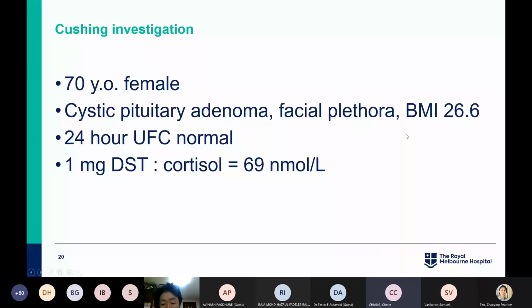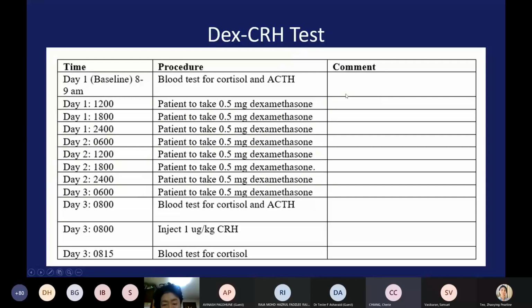To differentiate a true Cushing from pseudo Cushing, the patient proceeded to have a dexamethasone CRH test, and this is just a protocol to remind you that it involves 0.5 milligram of dexamethasone every 6 hours for 8 doses. Then the patient comes in for a baseline test, is given an injection of CRH, and 15 minutes later has a cortisol. So we end up having 2 cortisol results to interrogate this patient's pituitary adrenal axis.